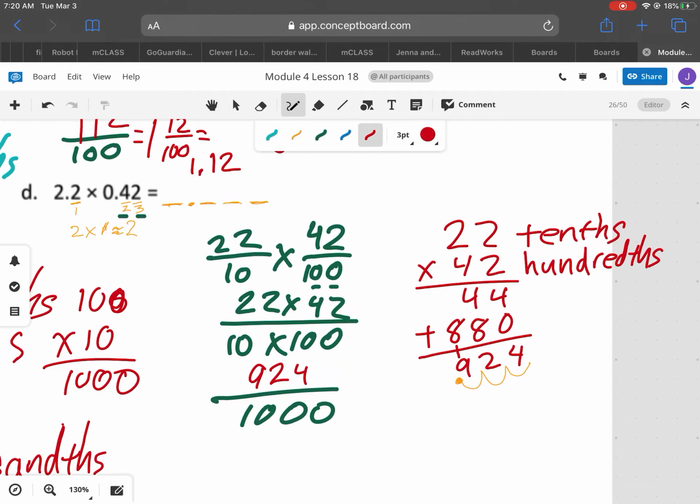And again, as I showed you up there, our 4 is going to go here, 2 is going to be here, and 9 is going to be here. And since we don't have anything there, it's going to be 0. So our answer is 924 thousandths. Now remember, I said my estimation was going to be less than 1.1, which is half of 2.2. Okay, and I am right because 924 thousandths is less than 1 even. All right.